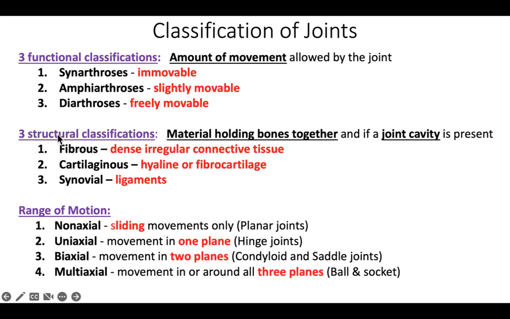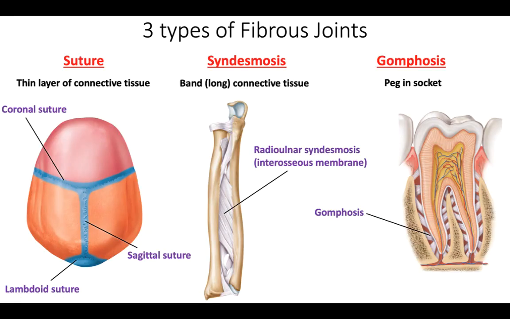Okay? So again, this is a lot of terminology. Looking at a particular joint, do we know the amount of movement? Do we know the structure and what holds the bones together? And then do we know the range of motion? Okay, so then we're going to take those structural categories and expand on them a bit.